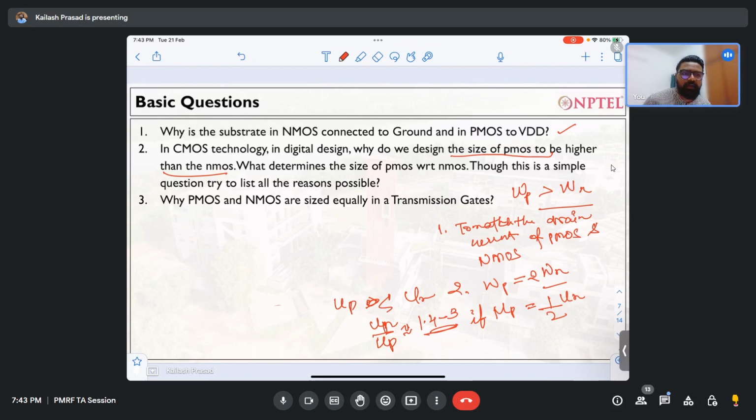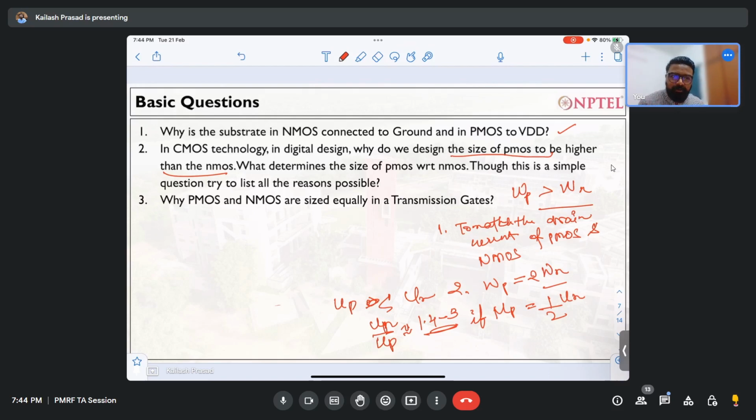Generally we take 2 because the older technology had that, but the thing is you have to go and find out the mobility ratio. It's an easy job, right? You just find out the current at the same width, and if you take the ratio, it will give you the mobility ratio. Okay, so I think that's the answer.